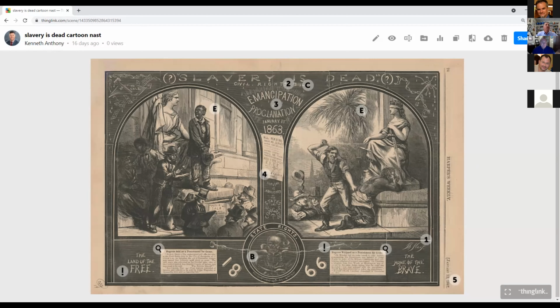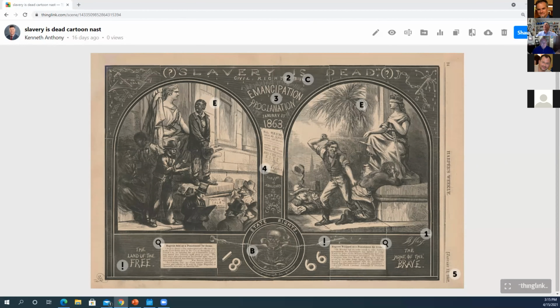Can y'all see the, I don't think I shared, go back to the screen. Scott, can you see the actual Slavery is Dead cartoon? Yeah, your link is showing just fine. Okay, good deal. All right, thank you. I just want to make sure I can see it. So we've got the question marks. Yeah, we see these question marks up here.